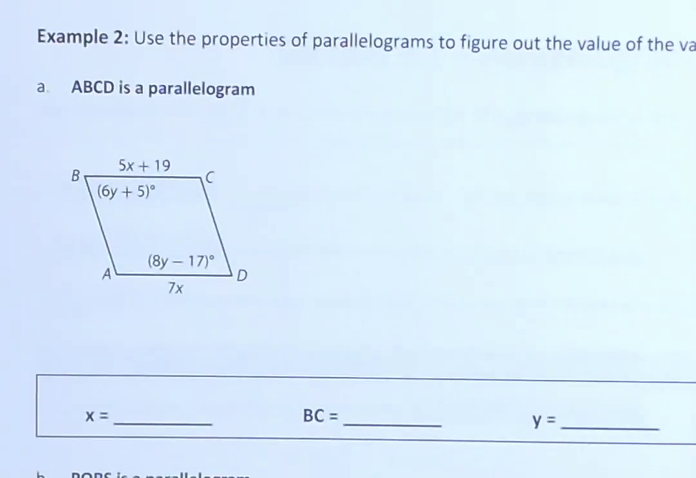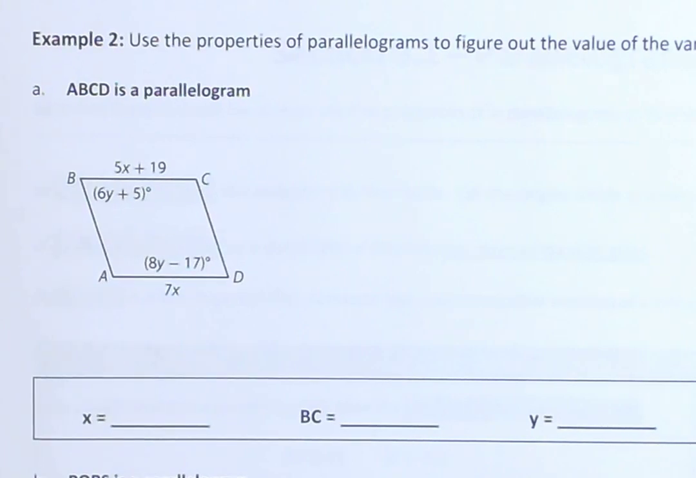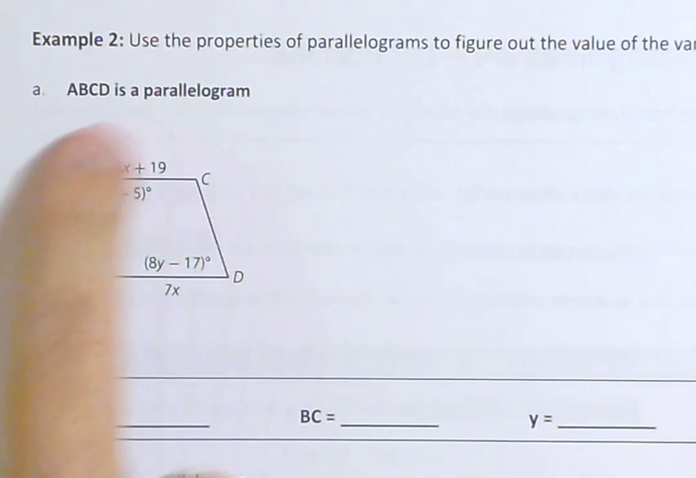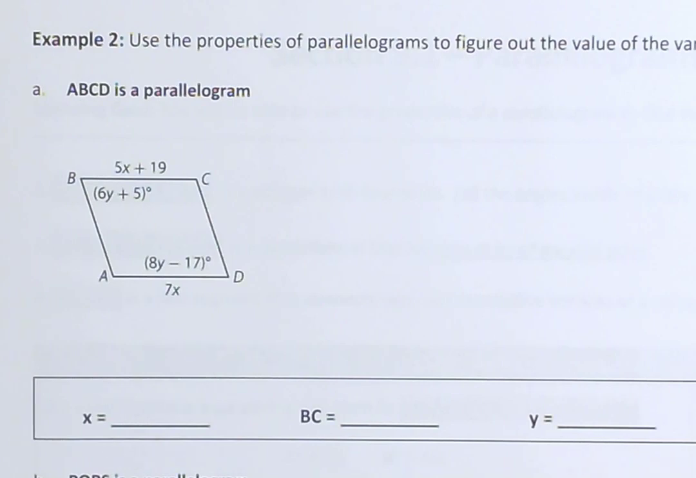So with example 2, its directions are use the properties of parallelograms to figure out the value of the variables and the given measures indicated. So for example 2a, we are provided with a parallelogram here, ABCD. Knowing it's a parallelogram, I know multiple things. Opposite sides are equal, opposite angles are equal, consecutive angles add up to be 180, and the diagonals are going to bisect each other.